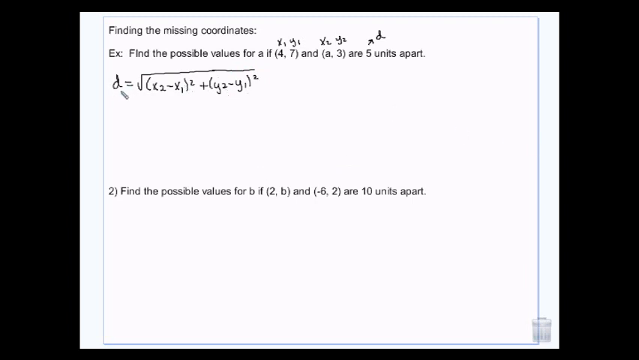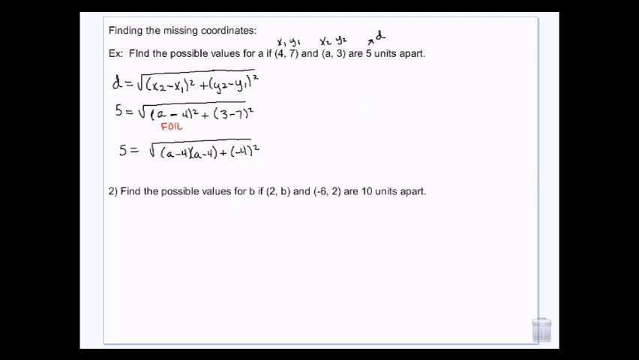So d is 5. x2, we don't have a number for that, that's a. Minus 4 plus y2 minus y1, so 3 minus 7 squared. Now, after I've plugged everything in, I have to simplify what's under the square root. So I'm going to FOIL this part. A minus 4 squared is a minus 4 times a minus 4. And then 3 minus 7 is negative 4 squared.